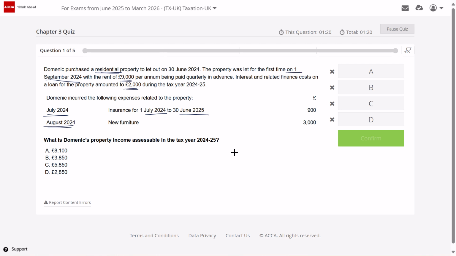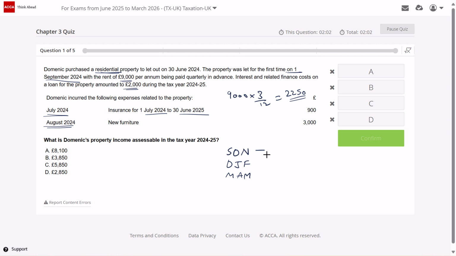So let's say for example, quarter September, October, November. Then the next quarter will be December, Jan, Feb, and the next quarter will be March, April, May. Since the property was let for the first time from 1st September, for September, October, November, this 3 quarter, the rent of 9,000 into 3 by 12, that will be nothing but 2,250. So this is the amount of rent which is supposed to be received on quarterly basis.